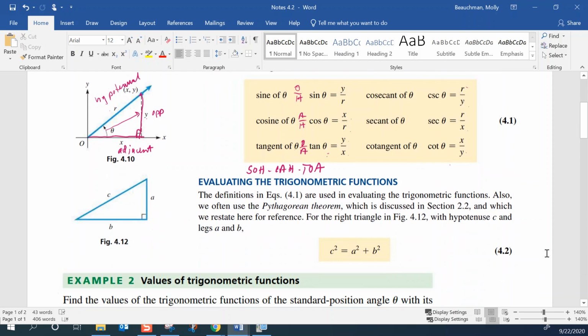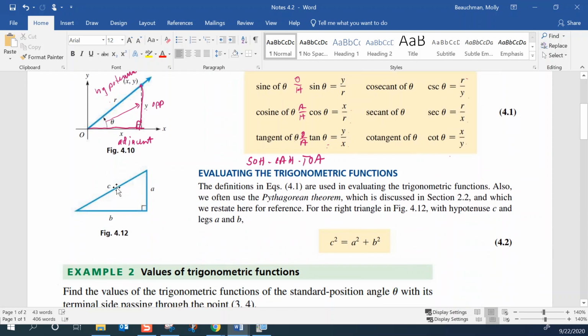We can find the side r, the hypotenuse of the triangle, using something you've done before called the Pythagorean theorem. If you have a triangle with legs a and b and a hypotenuse c, they have a relationship: c squared, the longest side, is equal to a squared plus b squared, the squares of the 2 shorter sides. So this is what we use. If you have 2 sides, you can always find the 3rd side.